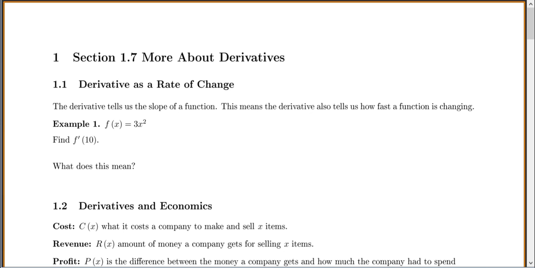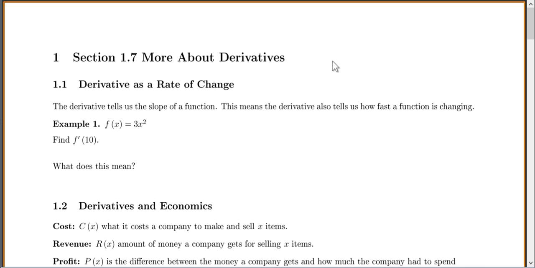In this section, we're going to learn more about derivatives. First, let's talk about how a derivative is a rate of change. So we've been referring to the derivative as the slope, and that's one interpretation of it. But along with slope, if you think about it, slope itself tells you how fast the function is changing. And this is actually a very important application of derivatives that also comes into play even if we're not thinking about it geometrically with slope.